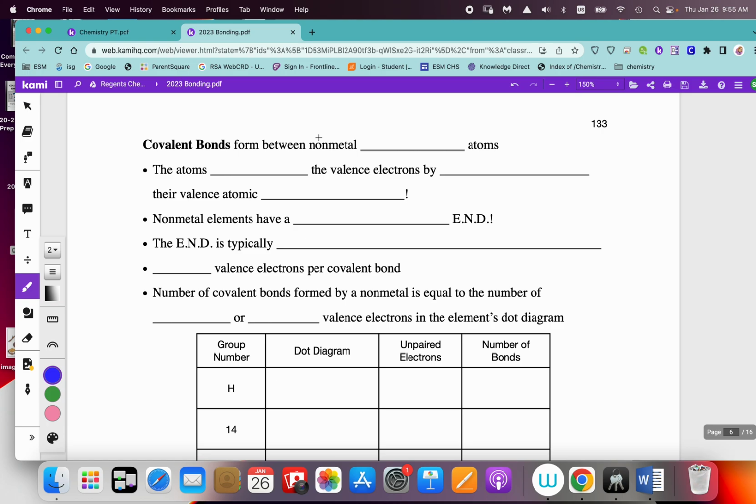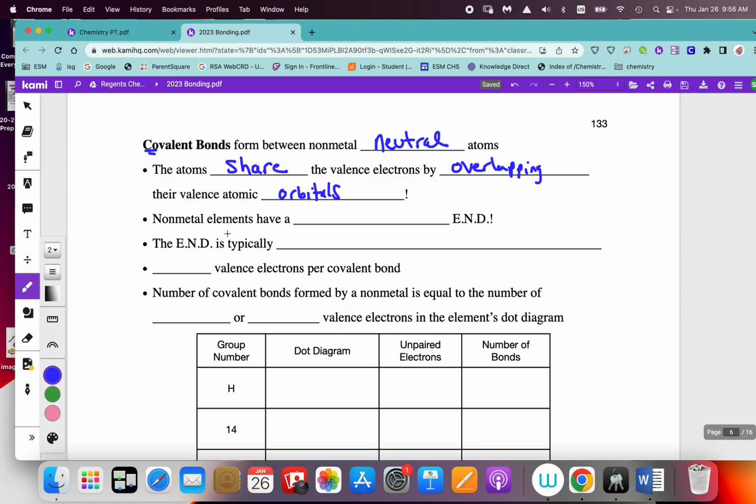Page 133, and looking at big ideas behind covalent bonds. Covalent bonds form between nonmetal atoms, and because they're described as atoms, you have to remember that they are neutral atoms. And because it's covalent, like in co-worker, co-captains, the atoms share the valence electrons. The way that they are able to share is that they overlap, so overlapping their valence atomic orbitals.